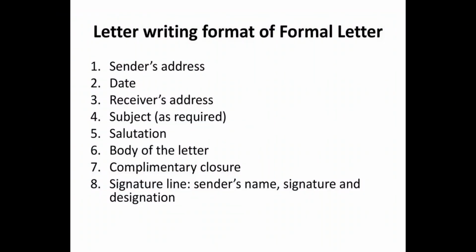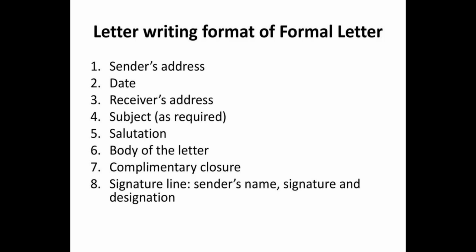A formal letter must adhere to prescribed formats. The letter writing format of a formal letter is in this order. 1. The sender's address. 2. Date. 3. Receiver's address. 4. Subject as required. 5. Salutation. 6. Body of the letter. 7. Complimentary closure. 8. Signature line, where you have your sender's name, signature, and designation.